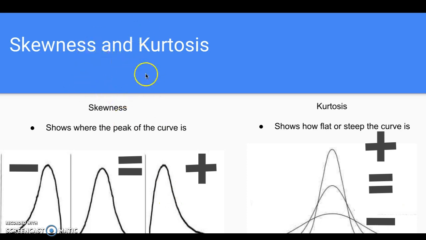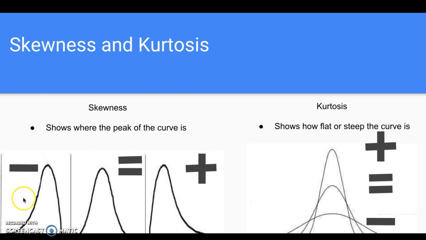The next thing we're going to be looking at is skewness and kurtosis. Skewness is where it shows the peak of the curve. Skewness is asymmetric and it is a statistical distribution in which the curve appears distorted or skewed, either to the left or right. Skewness can be defined as the extent to which a distribution differs from a normal distribution. Kurtosis means the sharpness of the peak of a frequency distribution curve. So basically, it tells you how flat or steep the curve is, and how it correlates to the set of data.